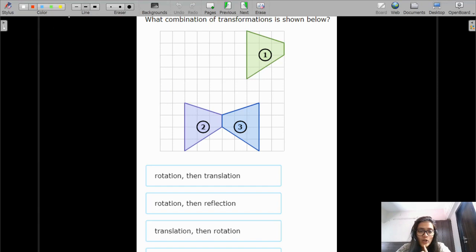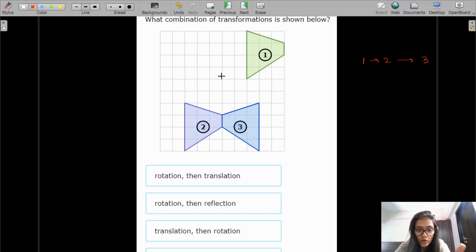Alright, let's look at this next problem. Which combination of transformations is shown below? So you see there are 3 figures, 1, 2 and 3, and we have to follow this sequence, 1, 2 and 3. Then we have to identify that from 1 to 2 which transformation is happening, and then from going from 2 to 3 which transformation is happening.